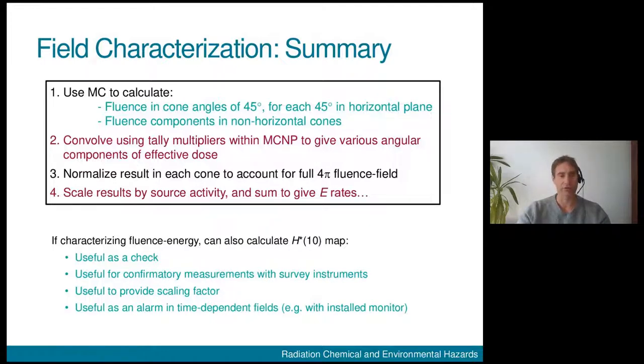Scaling factors can do this. We can measure it and we can scale our results accordingly, and we can use it as an alarm, for example. So there are advantages for H*(10) as well.